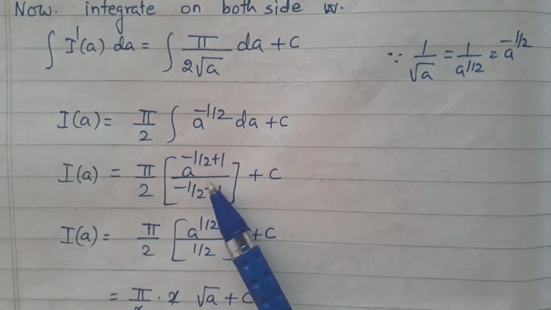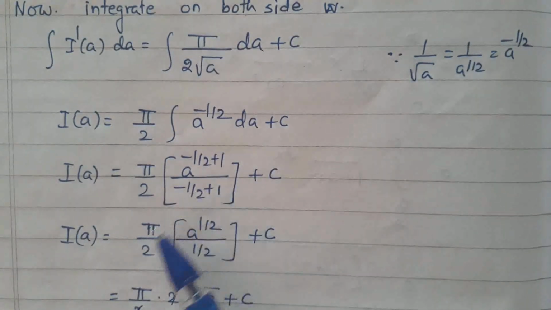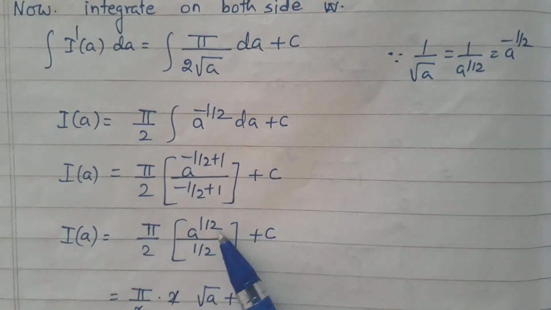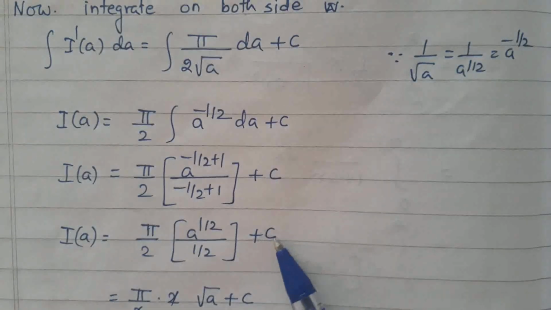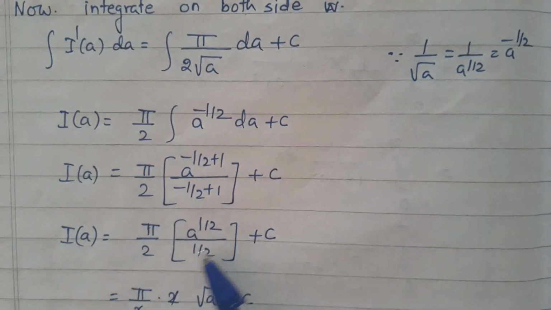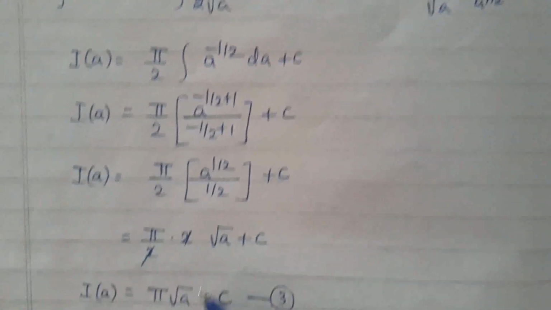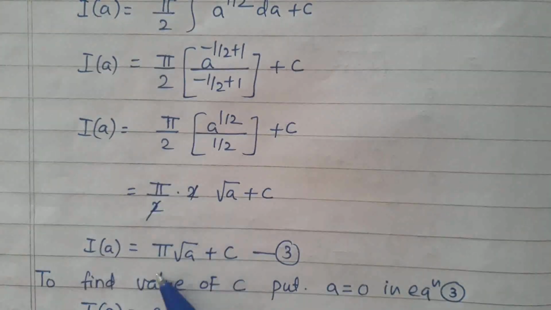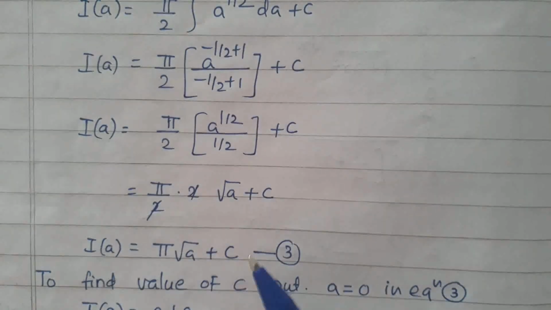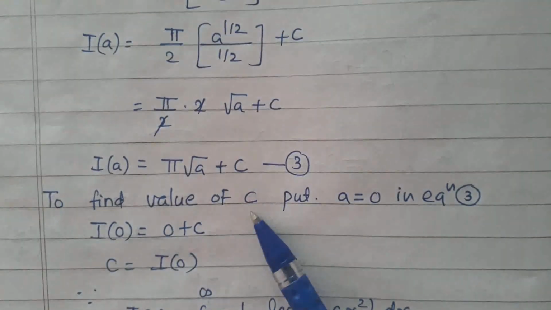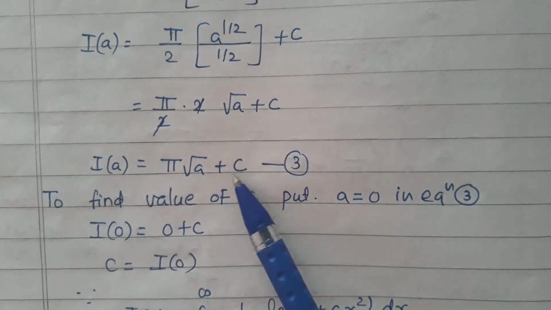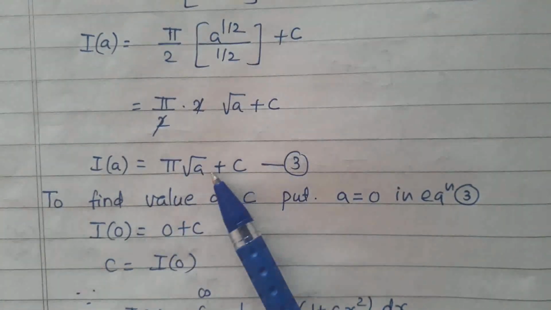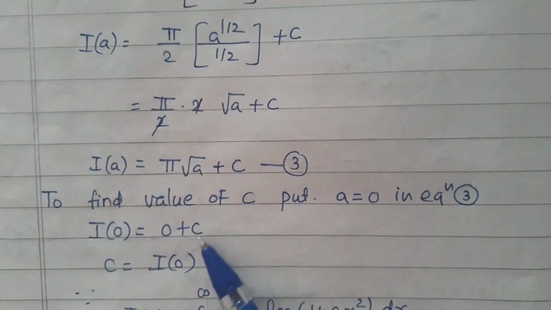Integration is in front of you by using the rules of integration. So I of a is equal to pi by 2, a raised to 1 by 2 upon 1 by 2 plus c. So 2 will get cancelled. Pi into a raised to 1 by 2 becomes root a plus c. Therefore I of a is equal to pi into root a plus c. To find the value of c, put a equal to 0 in LHS and RHS. Therefore I of 0 is equal to, a is 0, first term becomes 0, equal to c.